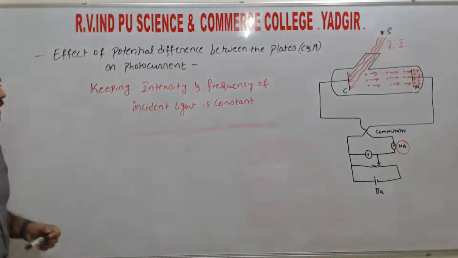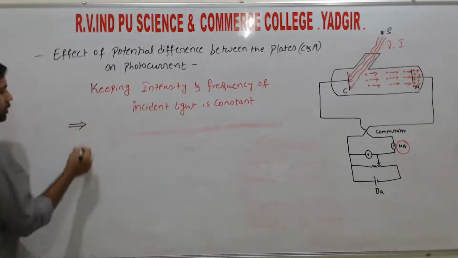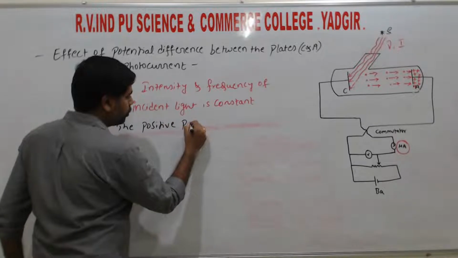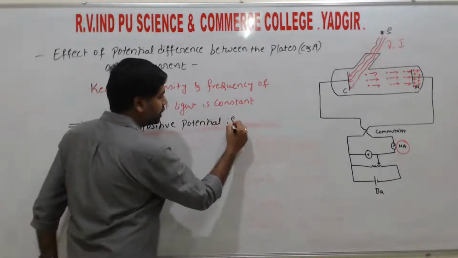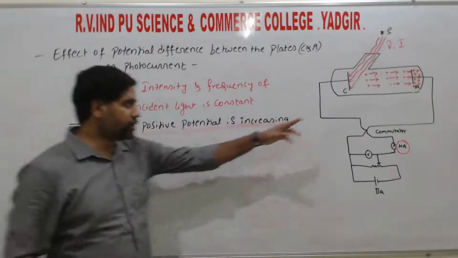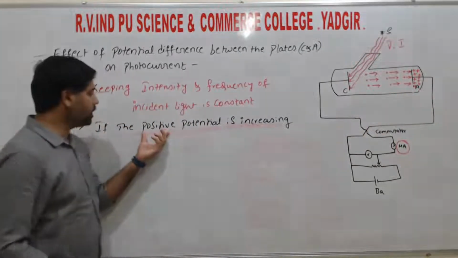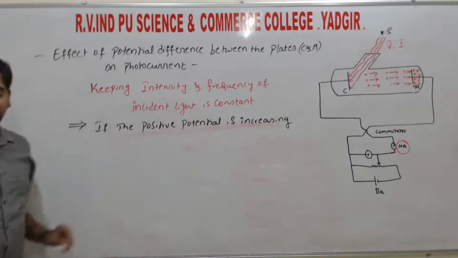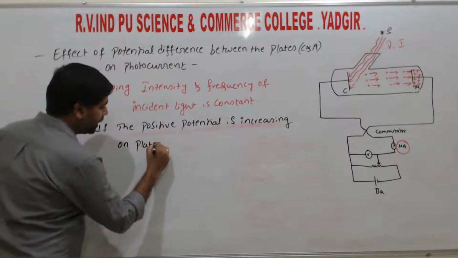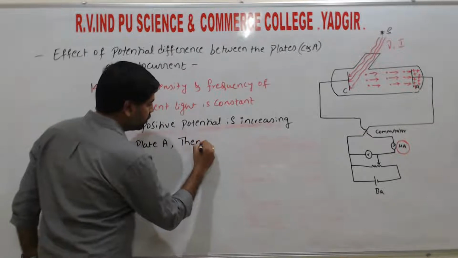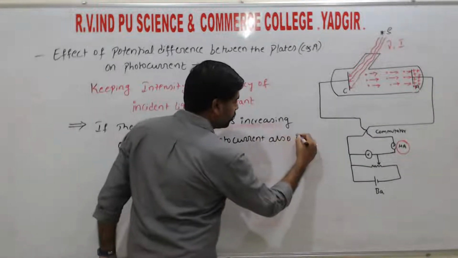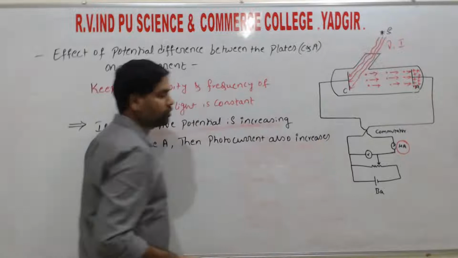the first point by this observation. If the positive potential is increasing on plate A, this one is important, then the photocurrent also increases. So this one is the first point.